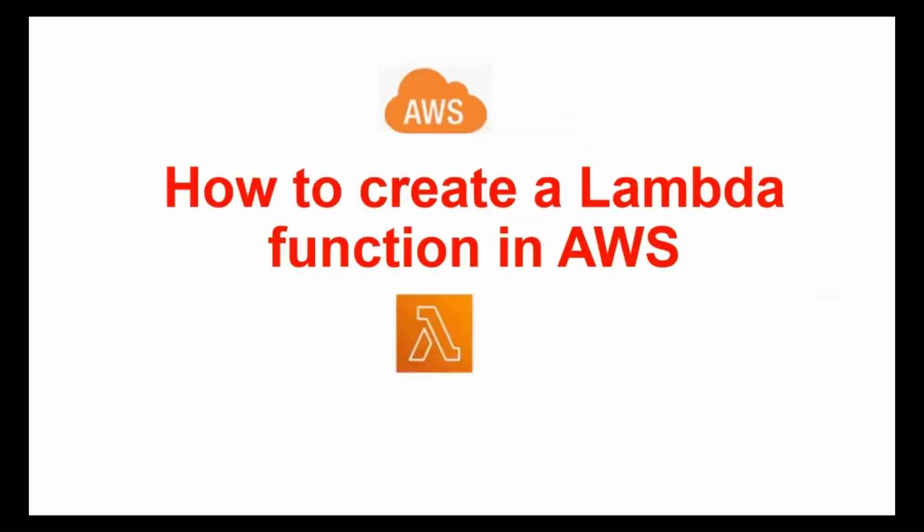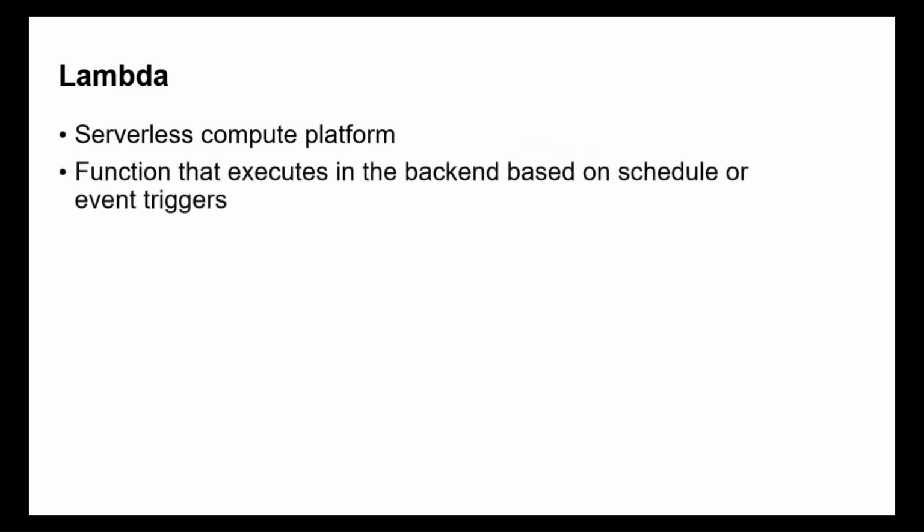In this video, we are going to see how to create a Lambda function in AWS. So what is a Lambda function? Lambda is a serverless computing platform. It is a function that executes in the backend based on a schedule or based on some event triggers. It can be a piece of code, which we call a function, that executes in the backend.